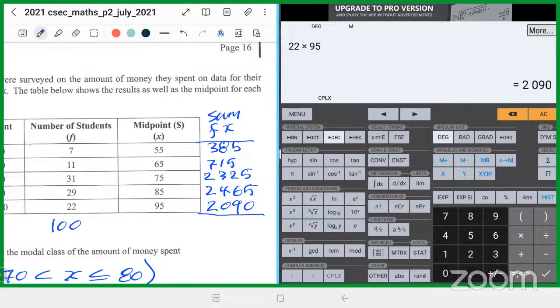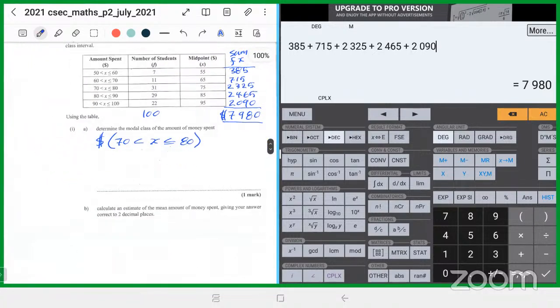I'm going to add up all of these now. This is the approximate total, or the estimated total, that all 100 students spent. So it's 385 plus 715 plus 2325 plus 2465 plus 2090. So we are saying that all 100 students spent a total of 7980, and this is in dollars. And it's 100 of them who spend it. So the mean amount is this amount divided by the 100 students. So let's write it here.